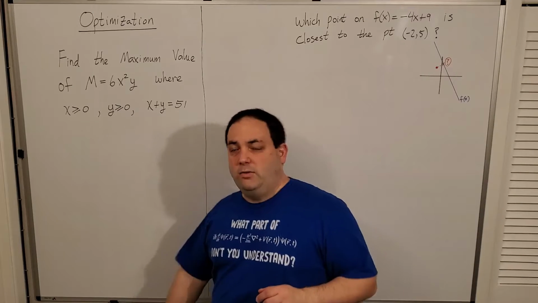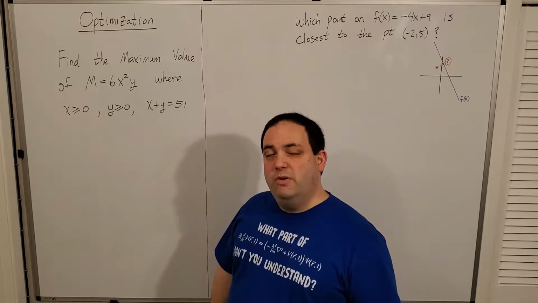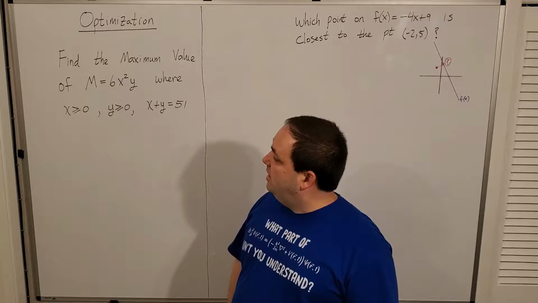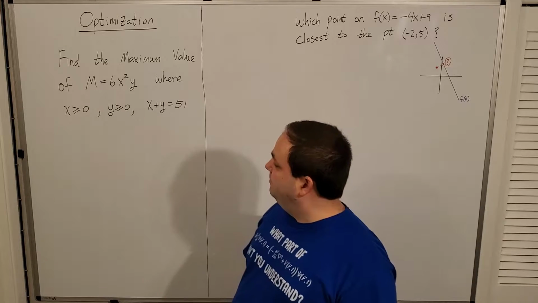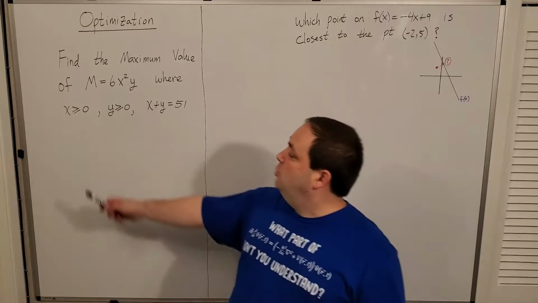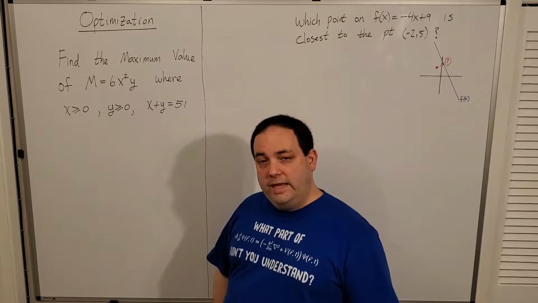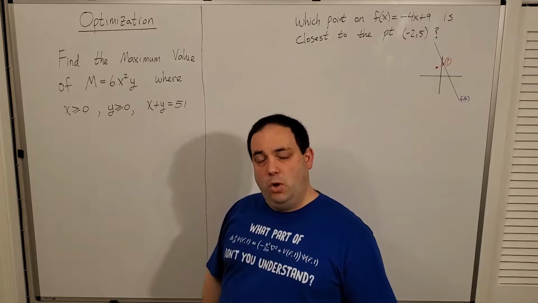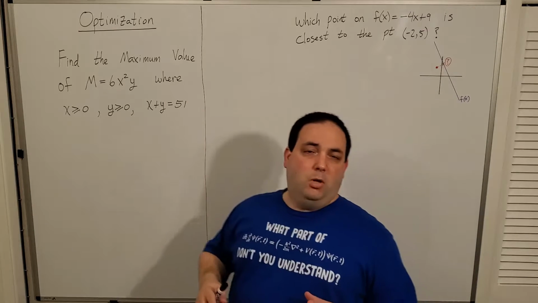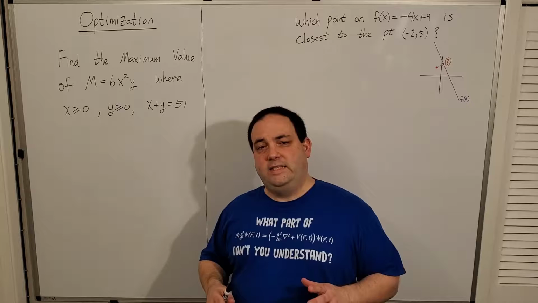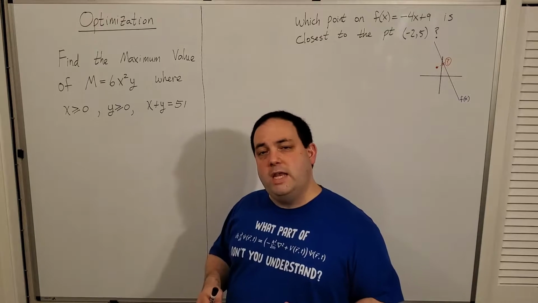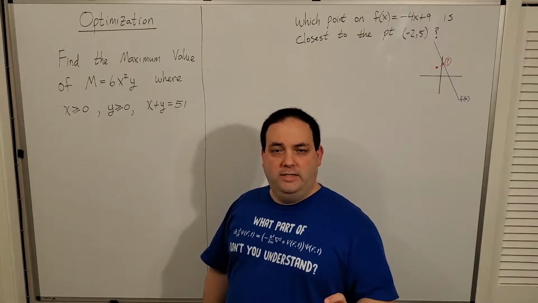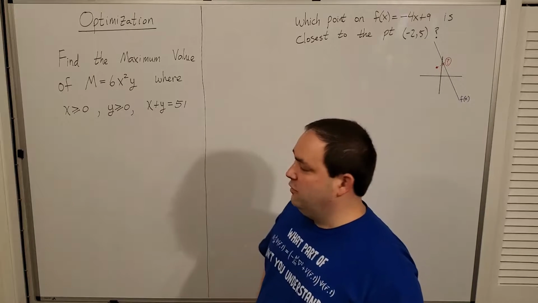So first one out the door, find the maximum value of m, where m is calculated by doing 6 times x squared times y, and x and y are restricted to being non-negative, and x and y have to sum to 51. So what you'll find in most of these situations is that you'll have a constraining equation or equations, and then you'll have your optimizing function. Okay? Can you tell which is which?